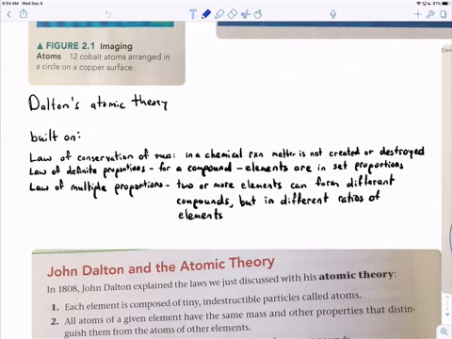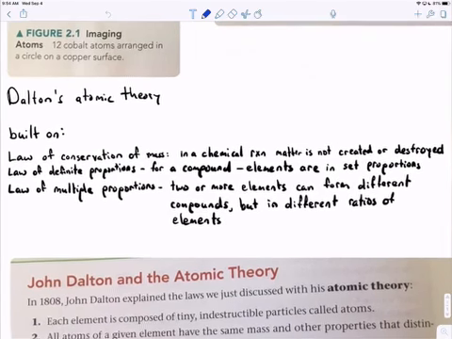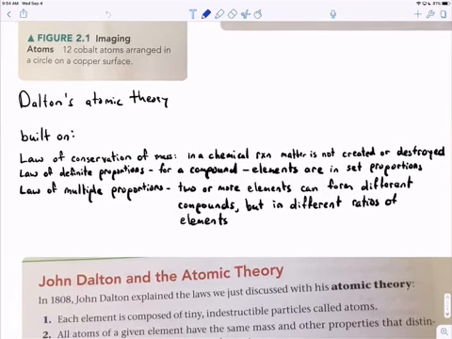But Dalton came along, so Dalton's atomic theory. He built it off of these three laws: law of conservation of mass, law of definite proportions, law of multiple proportions. Conservation of mass: matter is not created or destroyed.